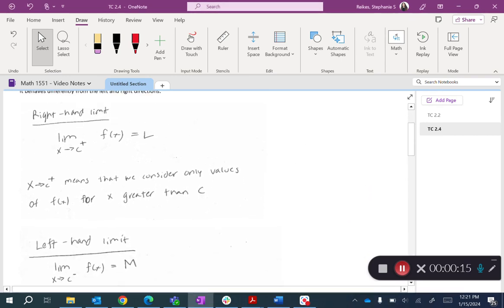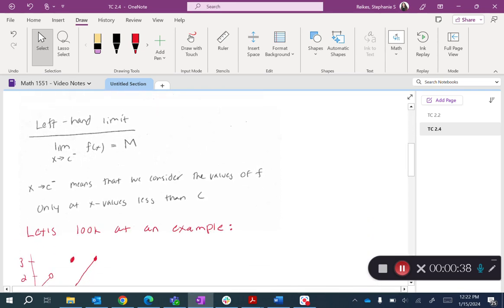A right-hand limit is written as such. The limit as x approaches c from the right of f of x equals L. x approaches c with a little plus sign means from the right-hand direction, and that means we will consider only values of f of x for x greater than c.